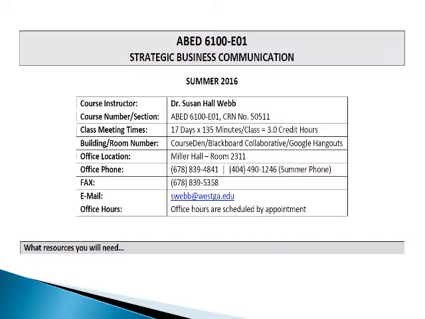Now I'd like to go over our course syllabus. As you can see here from the course syllabus, our class will be meeting 17 days at 135 minutes per class. That equals our 3 credit hours. This is University of West Georgia policy and on the registrar's information about the course. So each of our classes each day will be approximately 2 hours, 2¼ hours. So please make sure that you plan for it when you are doing your time management in your schedule.